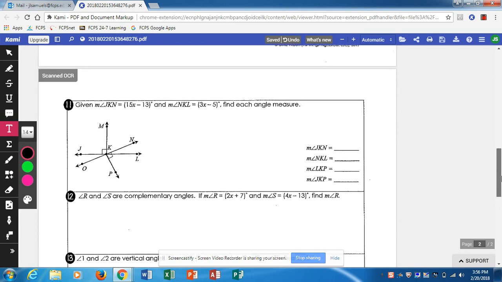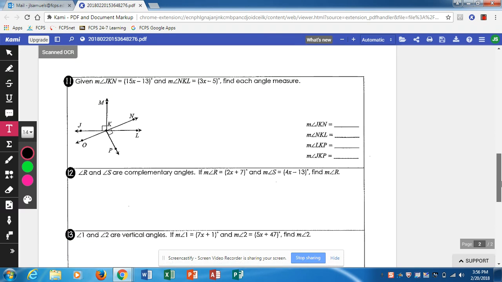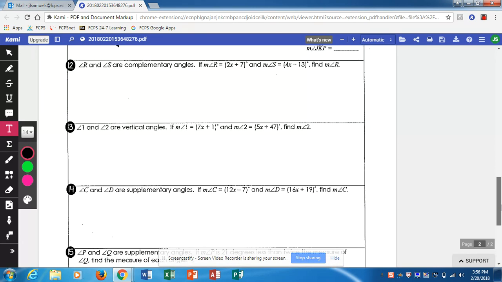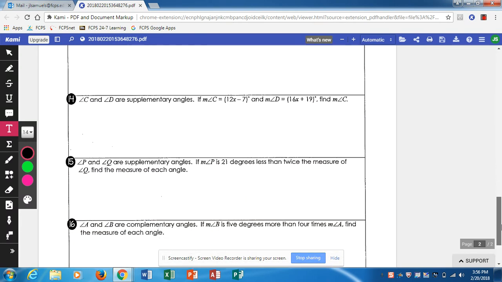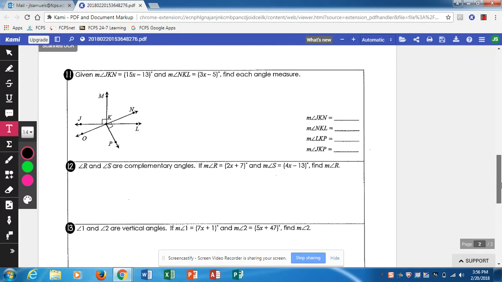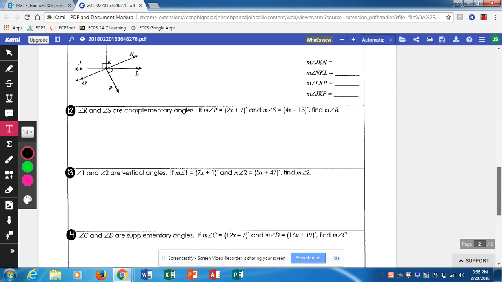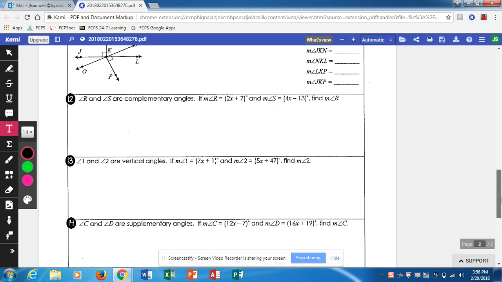Make sure you pay attention to whether the question is asking you for the x, or if it's asking you for the measure of a specific angle. The word problems on the back are basically telling you to do the exact same thing. They're just giving you a picture instead. And hopefully you still remember all of those different angle relationships that we have, even with the picture.